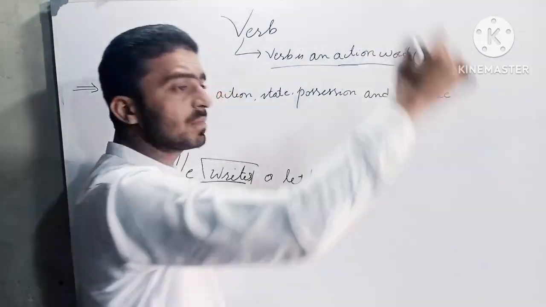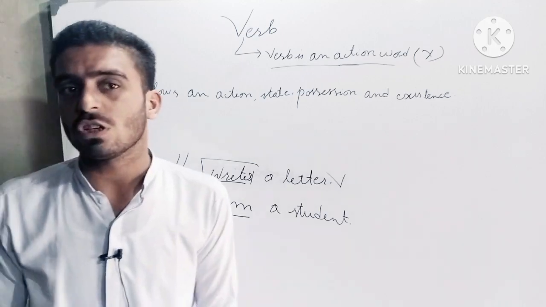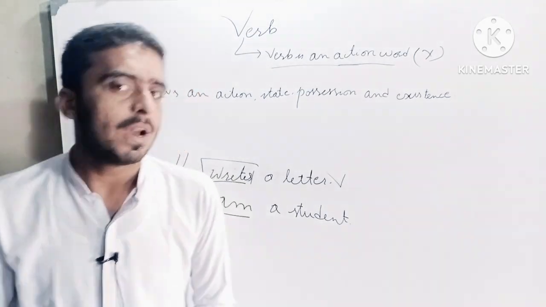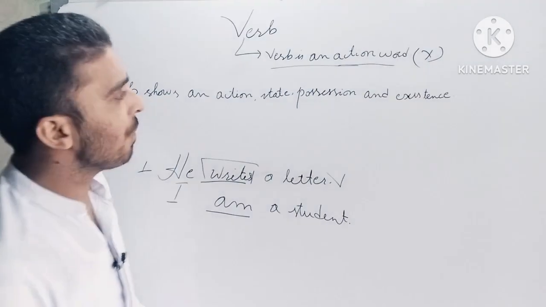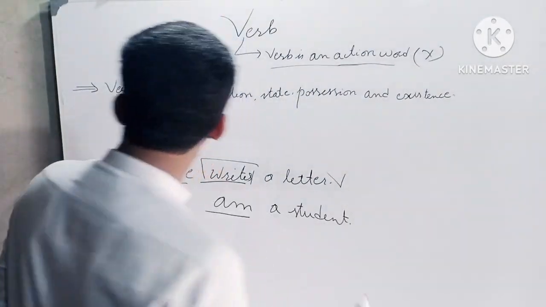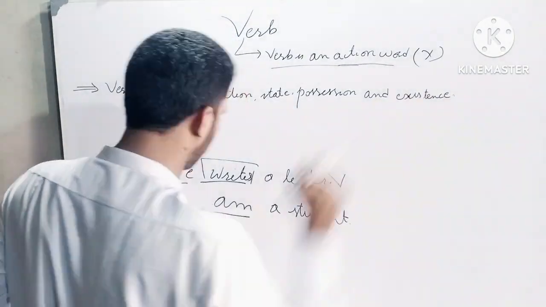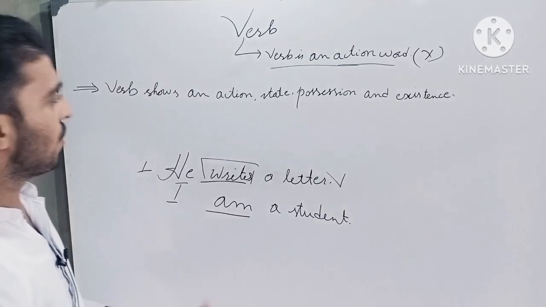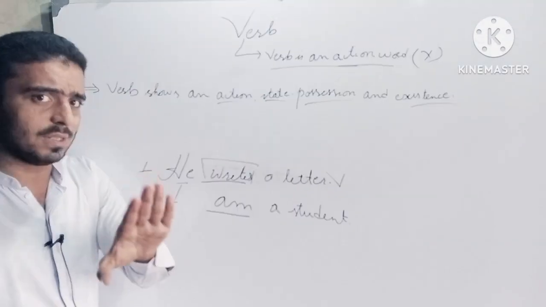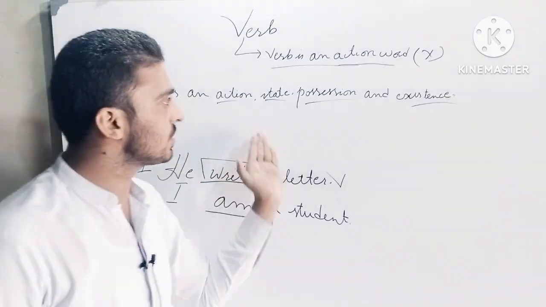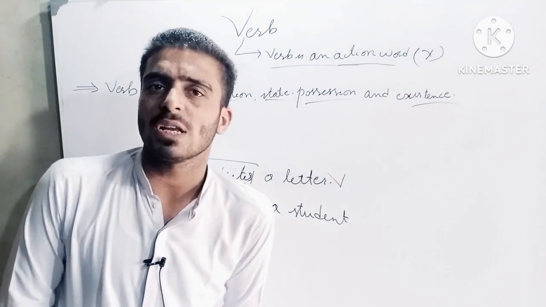Sometimes a verb can show action, but sometimes it doesn't. So in every situation the verb is different, and it depends on the situation. But the accurate definition, in my opinion, which can give the exact meaning, is that a verb shows an action, state, position and existence. Here I have written four things: action, state, position and existence. Sometimes a verb can show action, sometimes state, sometimes position, and sometimes existence.